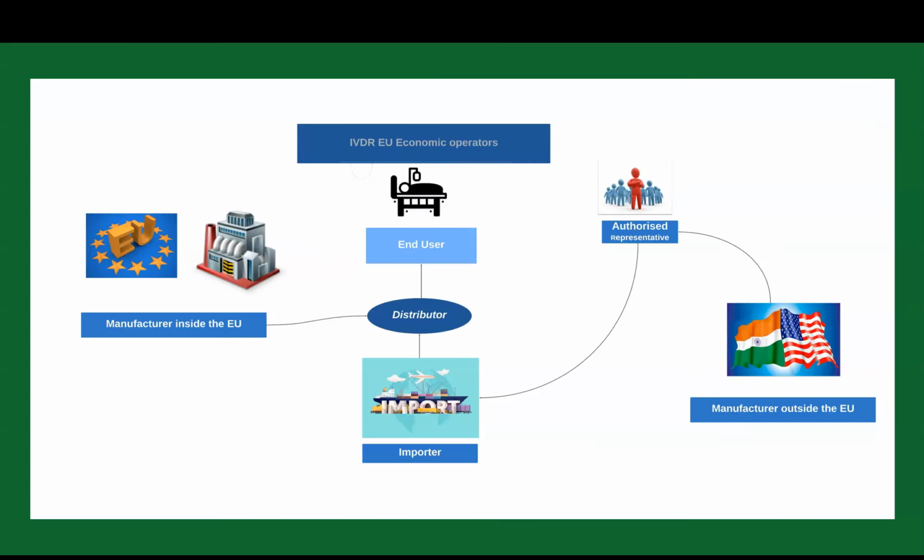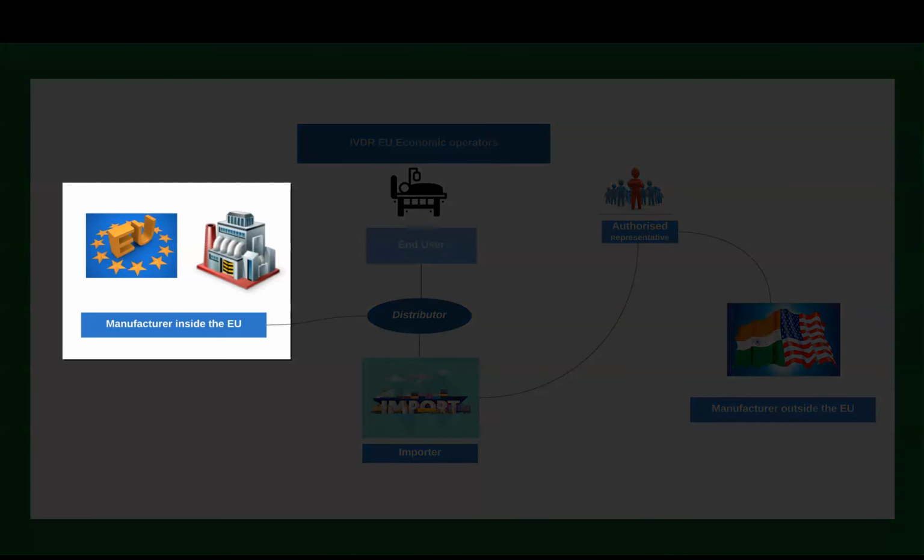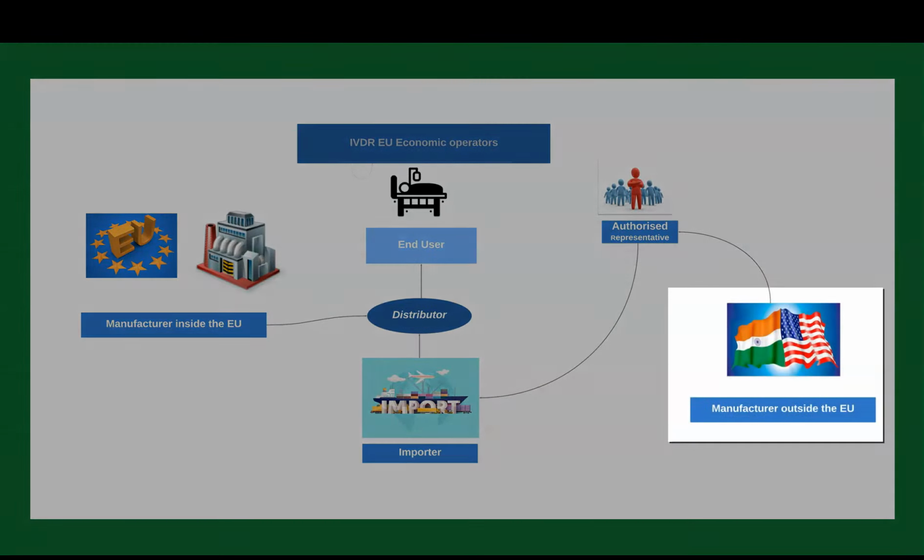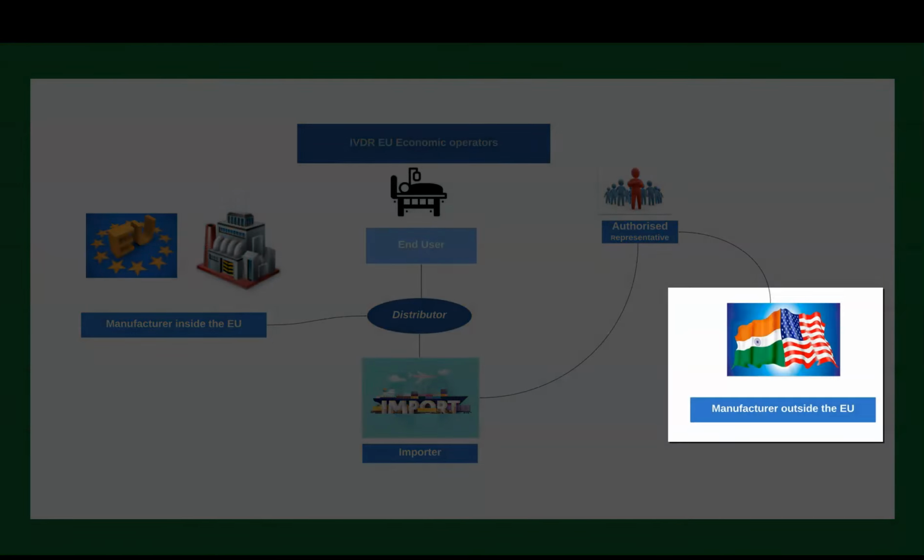Let's keep this diagram in the forefront of our mind when we are understanding the responsibilities of the manufacturer. Notice the correlation between the other economic operators and the manufacturer. In this case, we are examining two types of manufacturer, one inside the European Union and the other outside the European Union.